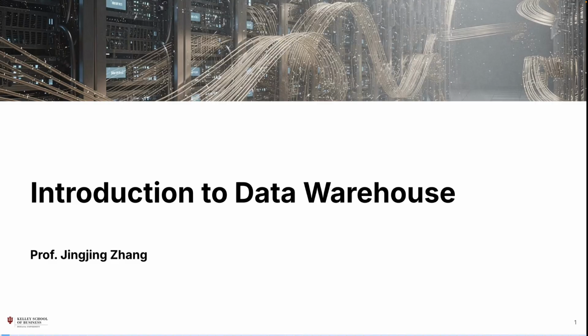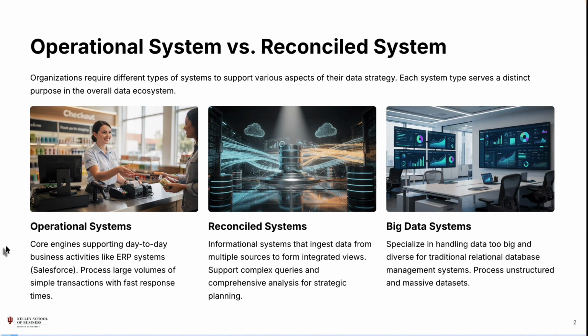So let's get started. Previously in this class, we discussed the fundamental distinctions between operational systems and reconciled systems. Imagine we run a restaurant. Your operational systems are like the kitchen during dinner rush, taking orders, cooking meals, serving customers. Everything happens in real time. You need speed and accuracy, handling one transaction at a time efficiently. And that's Salesforce, your ERP system, your POS terminals.